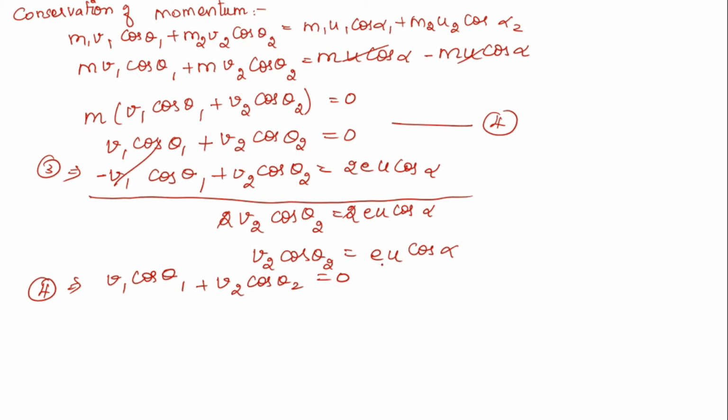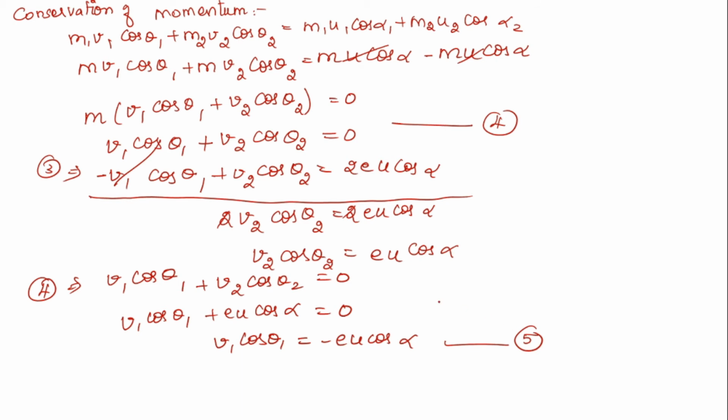The fourth equation is v1 cos theta 1 plus v2 cos theta 2 equal to 0. So v2 cos theta 2 is eu cos alpha, right? So v1 cos theta 1 plus eu cos alpha equal to 0. So v1 cos theta 1 equal to minus eu cos alpha. So mark it as equation 5. You can write this as equation 5, and the other will be 6. Okay. So it will be v2 cos theta 2 and v1 cos theta 1.